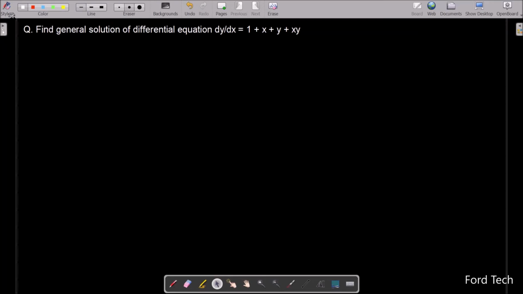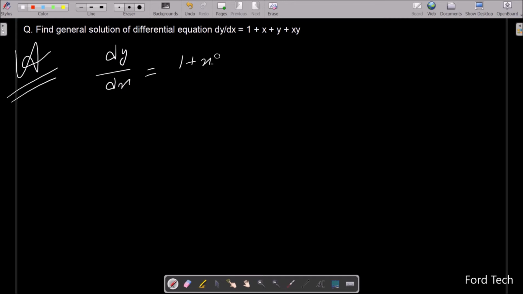In this lecture, I'm going to find the general solution of this differential equation. So let's see the answer. First, writing the given. The given is dy by dx equal to 1 plus x plus y plus xy.